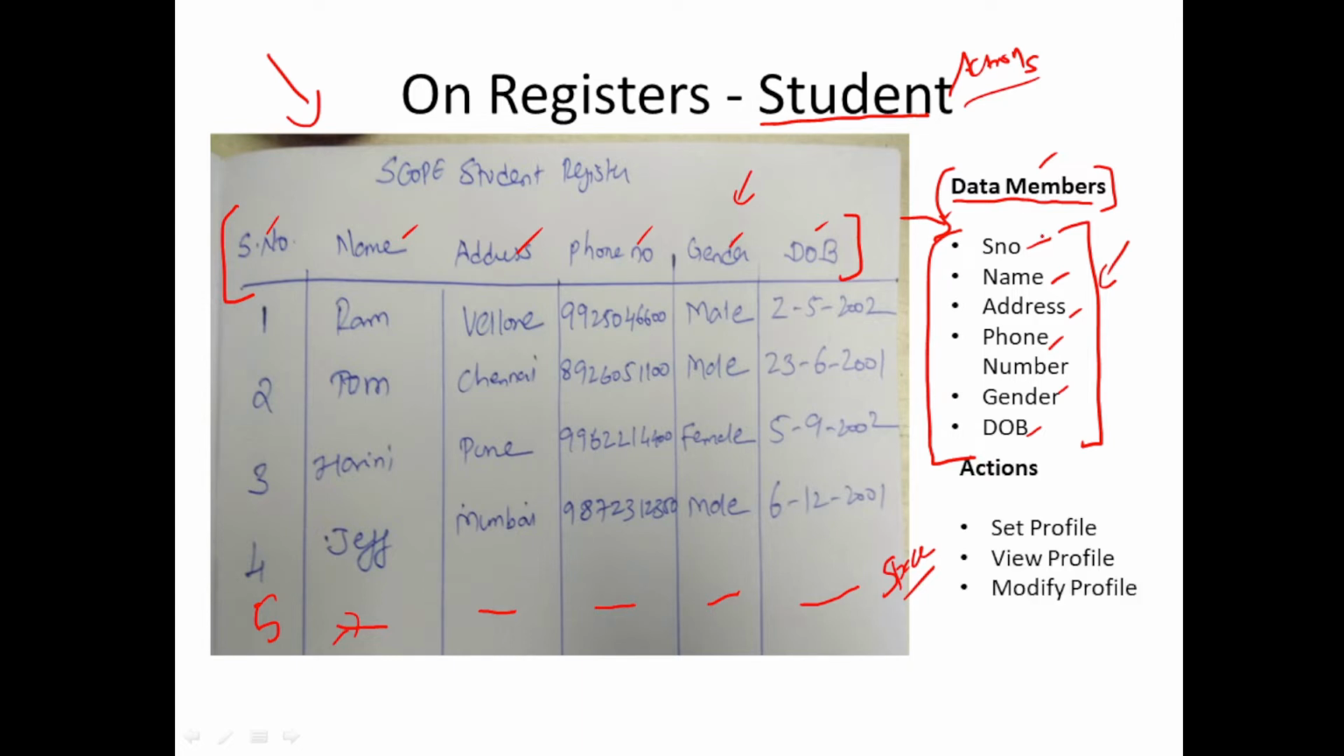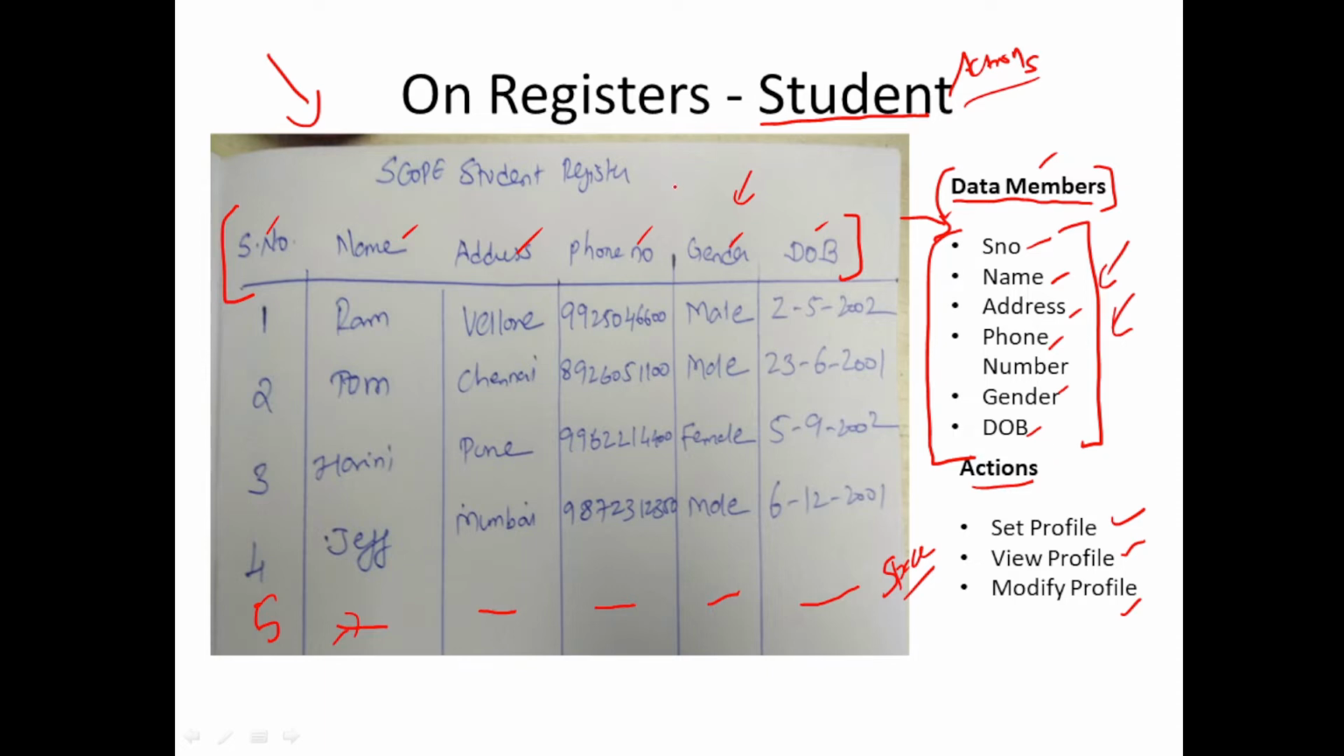So you also capture the actions. So what are the actions? You find that he can set his profile, maybe add his profile, view his profile anytime by opening the register, and modify his profile. So for any entity, you call student to be an entity, you identify what attributes you capture and what actions that entity performs with respect to the system.